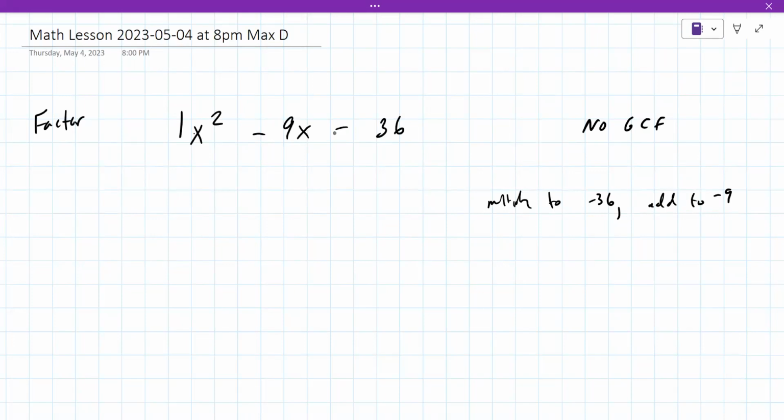Minus 9. Okay. Like think of minus 36. You've got a lot of possibilities. 1 and 36, 1 and minus 36. And then minus 2 and 18, 2 and minus 18. But you don't have to write them all down. You just have to get the one that's correct.